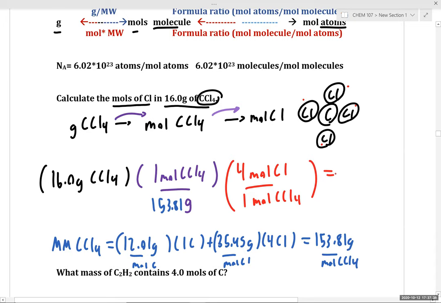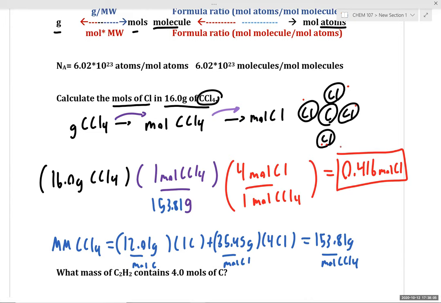So let's punch this into our calculator. We hit 16 divided by 153.81 times 4. And that in turn gives us 0.416 moles of chlorine. Does this example make sense? We've seen both of the parts to solving this problem. We're just now taking them together and applying both of those parts. Any questions on this first example?